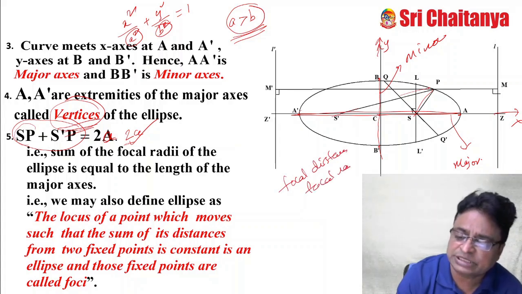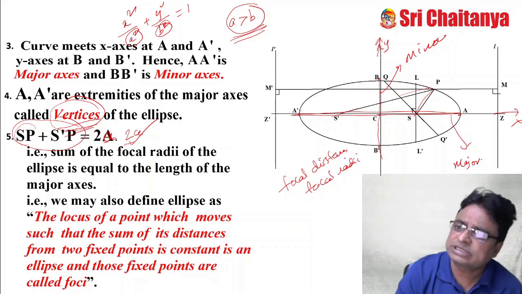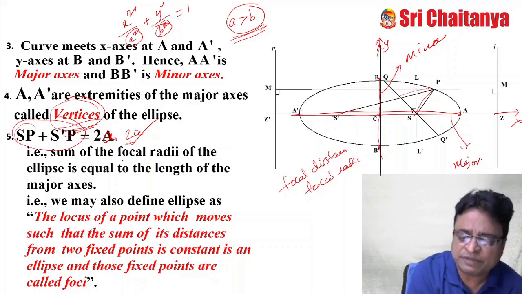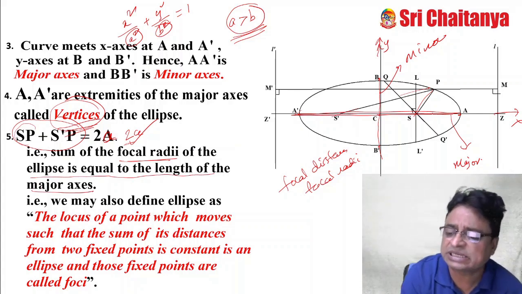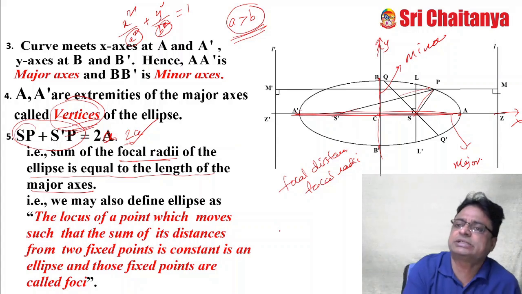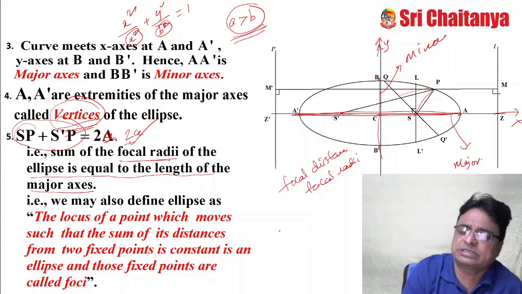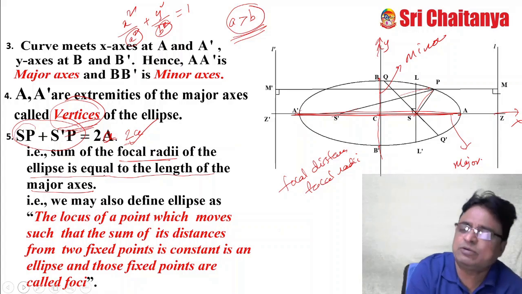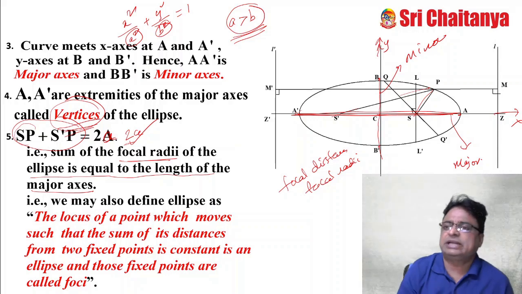Please try to understand the definition well. Both are the same. Don't get any confusion. So here what I am writing: the sum of the focal radii or focal distances of the ellipse is equal to the length of the major axis. What is 2a? Length of the major axis. That means the distance between A and A dash is called the length of the major axis. If the sum of the focal distances is equal to the length of the major axis, then we can say that the locus of P is an ellipse.